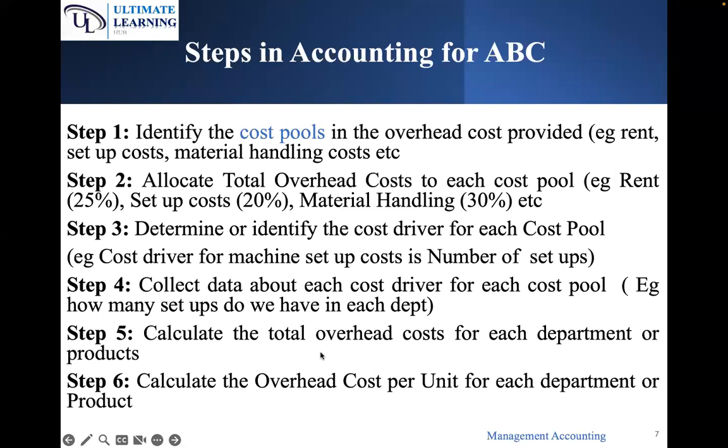Step number 5, calculate the total overhead cost for each department. And finally, calculate the overhead cost per unit for each department. So that is the steps in accounting for overheads. How do we account for overheads? Those are the steps that we follow when you want to account for overheads.